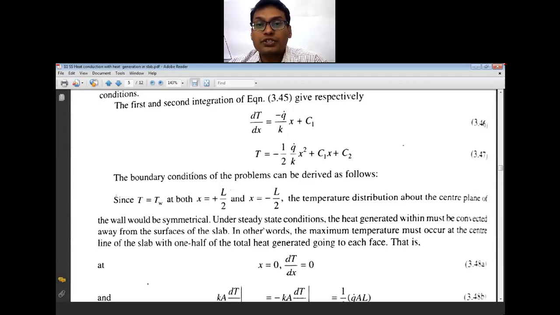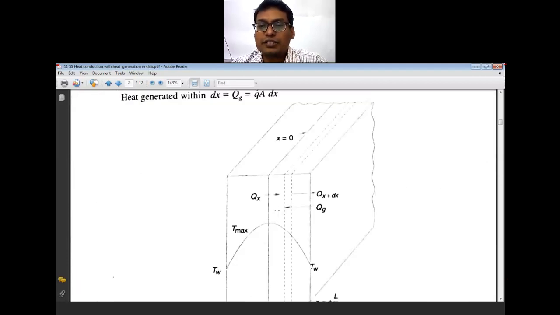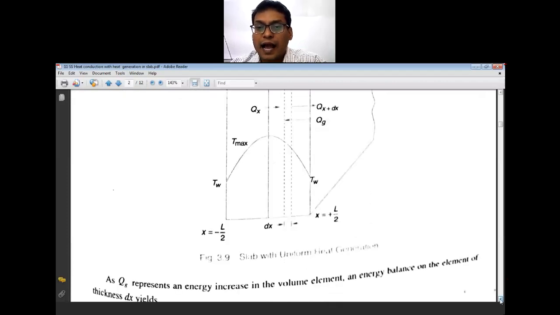So the boundary conditions of the problem are that T is equal to Tw at both x equal to L by 2 and x equal to minus L by 2. That is what we have mentioned in this figure. At x equal to minus L by 2, T becomes equal to Tw, and on this side, at x equal to plus L by 2, T becomes equal to Tw.